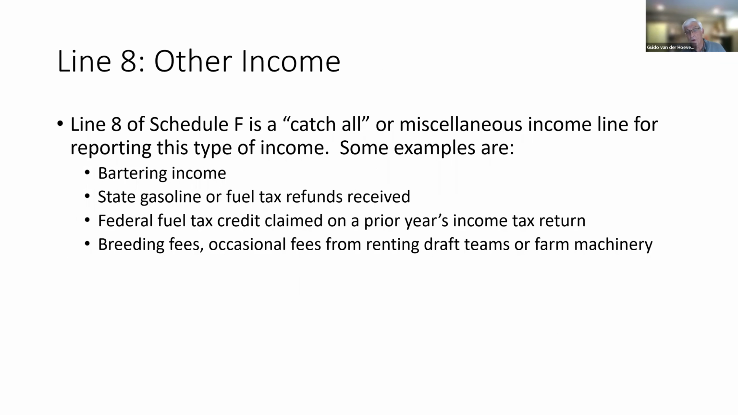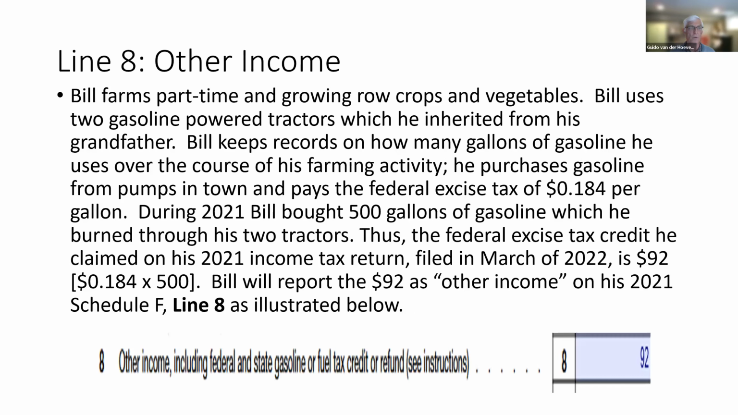Line 8, as we're moving through, is the catch-all. It's the miscellaneous. It's where we have bartering income. Yes, bartering and the income and services provided are going to be subject to income tax at fair market value. Could be state gasoline or fuel tax refunds received, federal fuel tax credit, breeding fees, occasional fees from renting draft teams or farm machinery, perhaps. They would be other income that you might want to report.